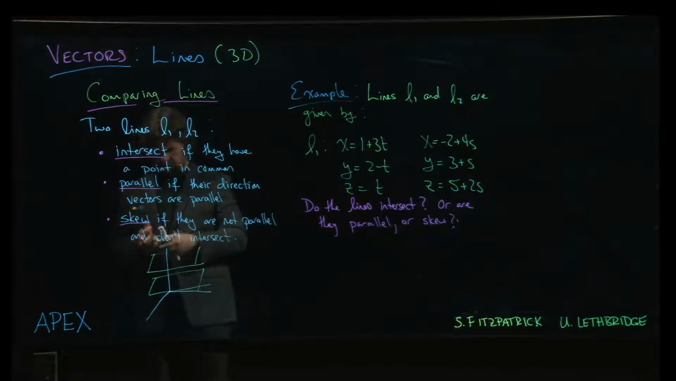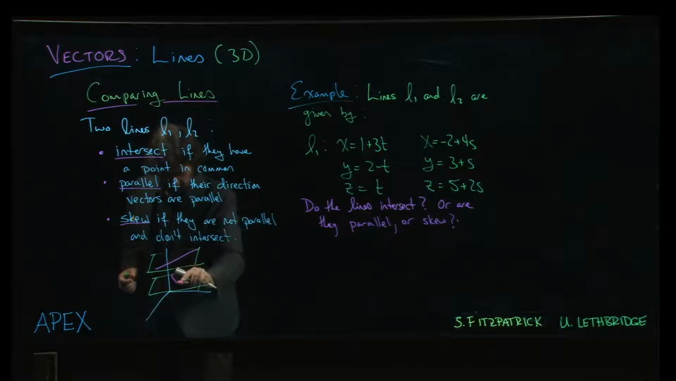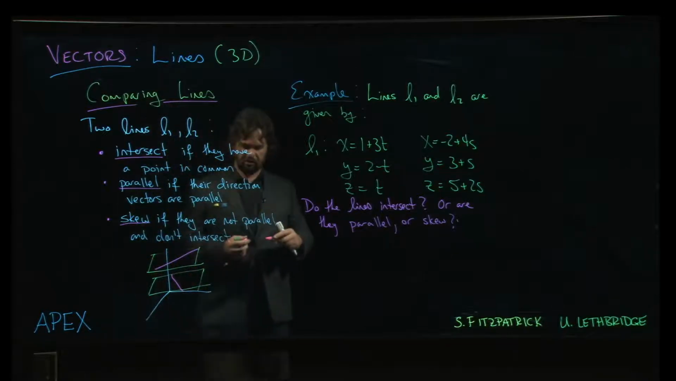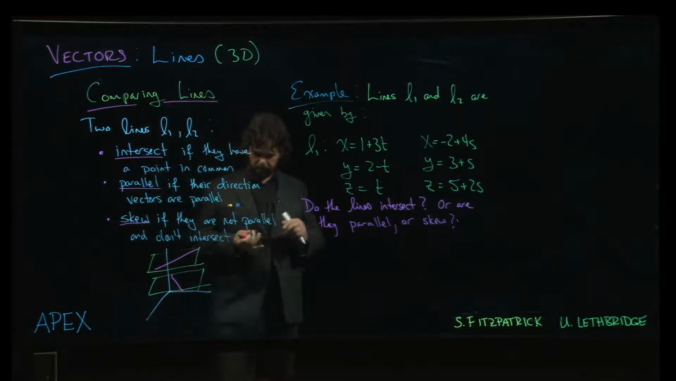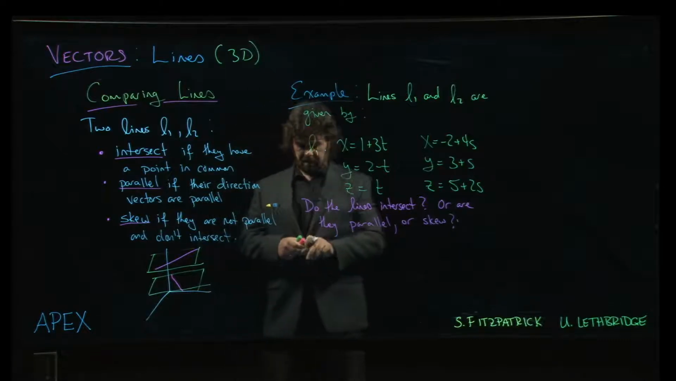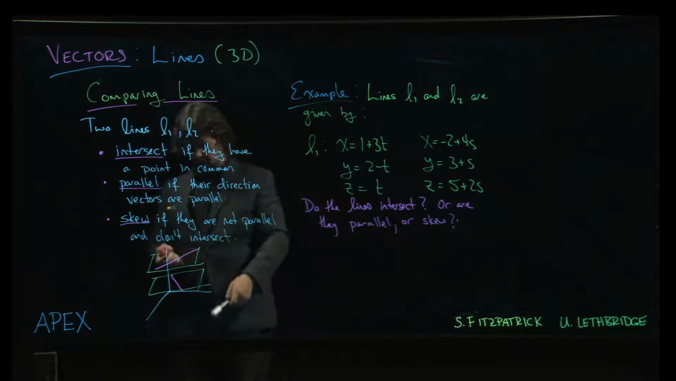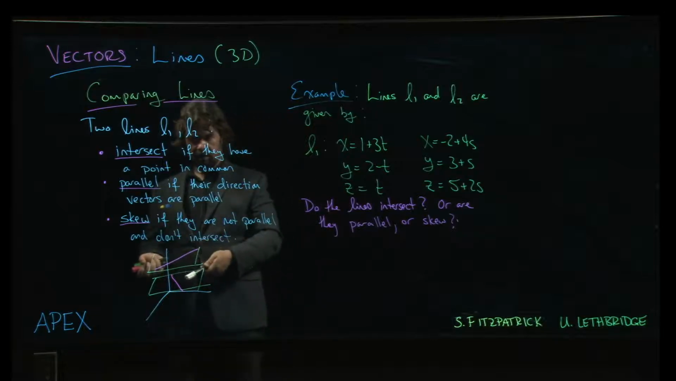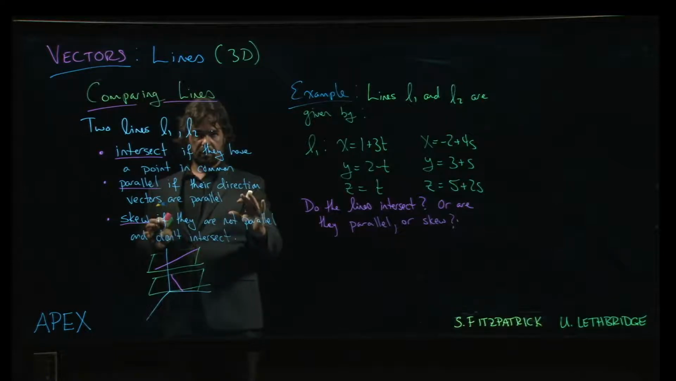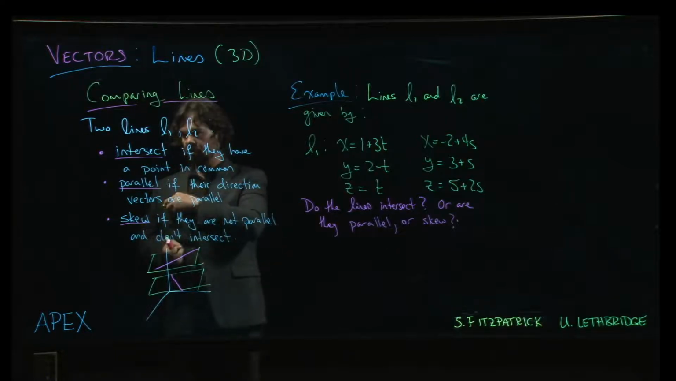And one of the lines is, say, going in that direction in one plane, and the other line is going in a different direction in the other plane, right? And so they will never meet because they're in parallel planes that have no points in common. But they are not parallel because they are going in different directions. So that is a third possibility that you can encounter in 3 dimensions.